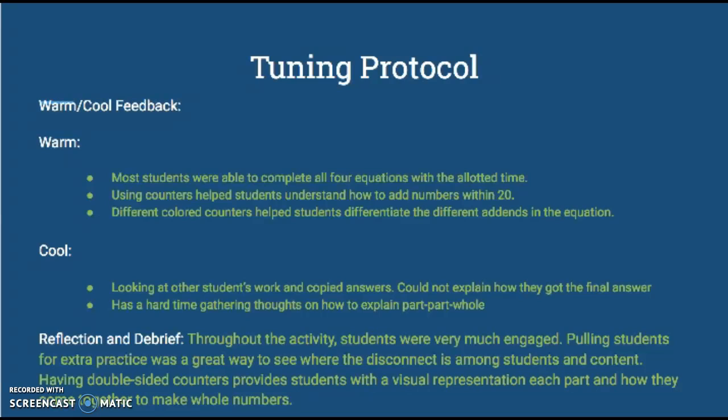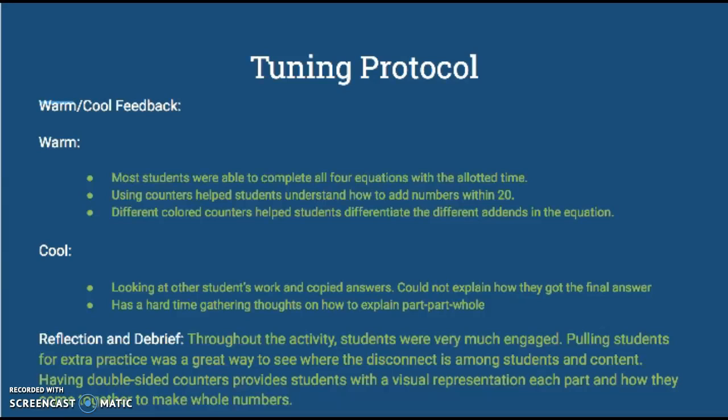Warm, cool feedback. Most students were able to complete all 4 equations within the time given. Using counters helps students understand how to add numbers within 20, and the different chips counters help them differentiate the different addends in the equation.